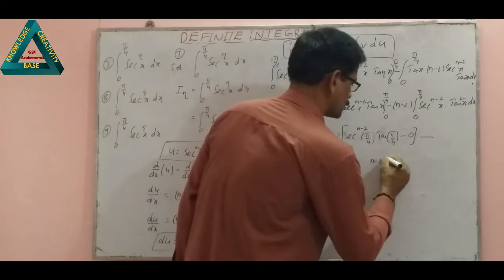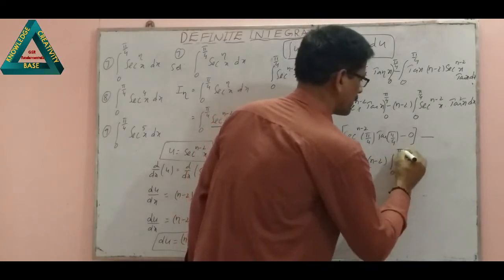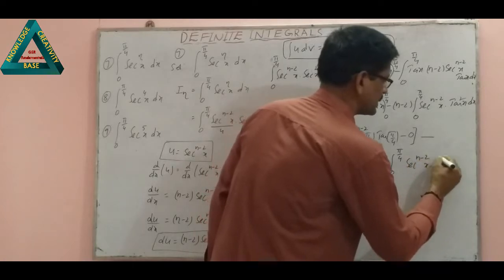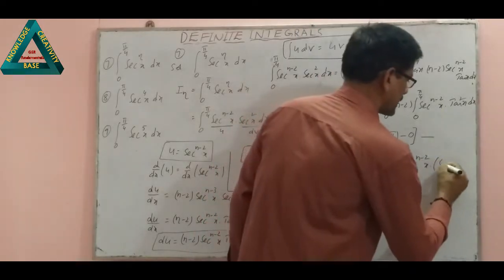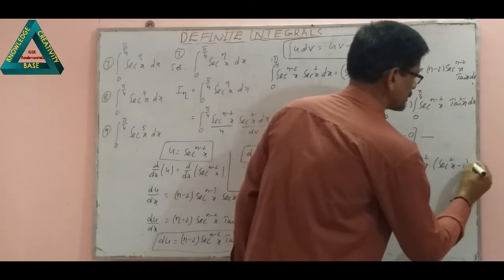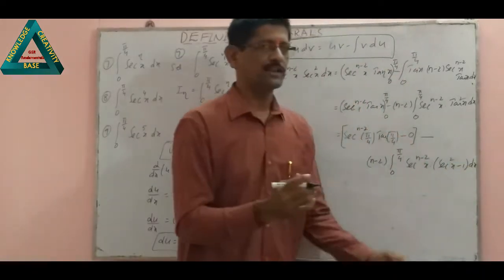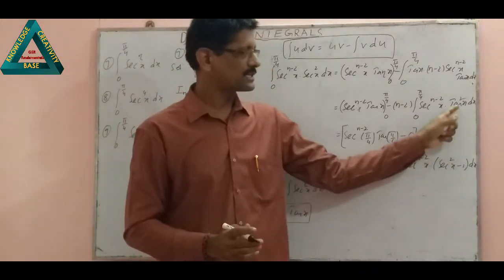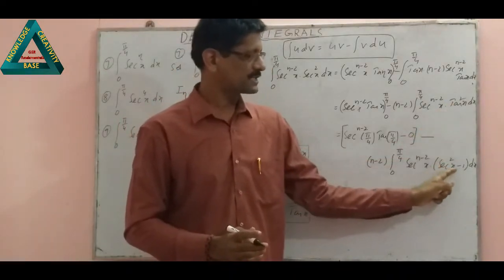n minus 2 integral 0 to pi by 4 secant power n minus 2x into tan square x, where tan square x means secant square x minus 1, into dx. Whenever we relate secant and tan, secant square x minus 1 is equal to tan square x, so tan square x can be written as secant square x minus 1.